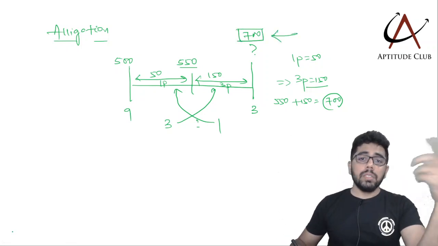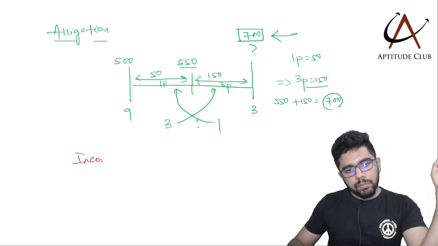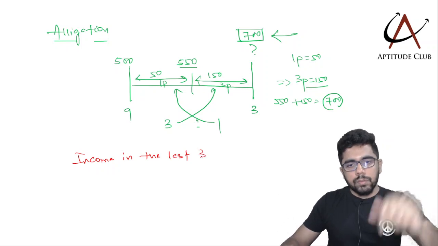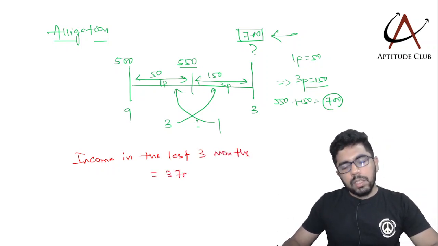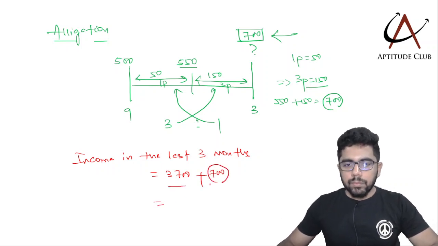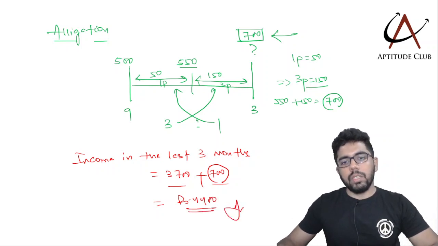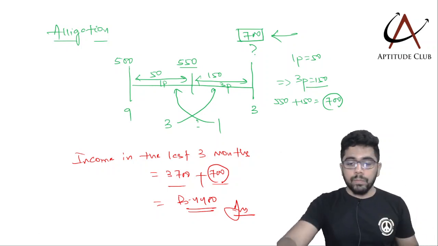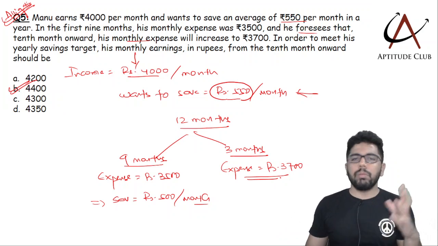So in the last 3 months, if he wants to save 700, what should be his income? What should be the income in the last 3 months? His expense is 3700 and he wants to make savings of 700. So his income should be 4400. Only then can he balance it out and reach an overall average of 550 per month. So option B. Beautiful question.